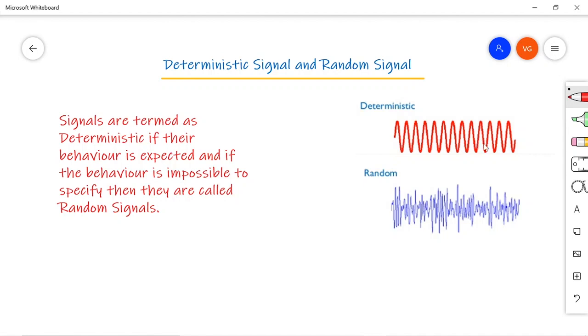That is, the behavior of the other part of the signal can be expected from the previous part, right? So such type of signals are deterministic signals. Examples: sine wave, square wave, anything, right?